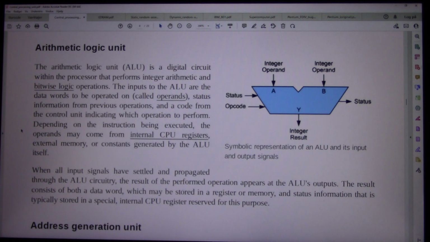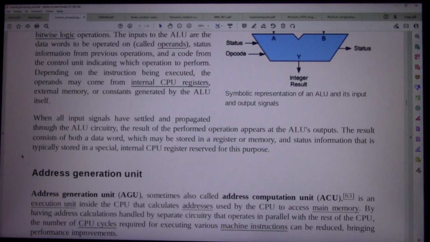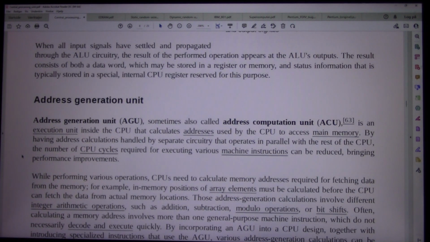Depending on the instruction being executed, the operands may come from internal CPU registers, external memory, or constants generated by the ALU itself. When all input signals have settled and propagated through the ALU circuitry, the result of the performed operation appears at the ALU's outputs. The result consists of both a data word, which may be stored in a register or memory, and status information that is typically stored in a special, internal CPU register reserved for this purpose.